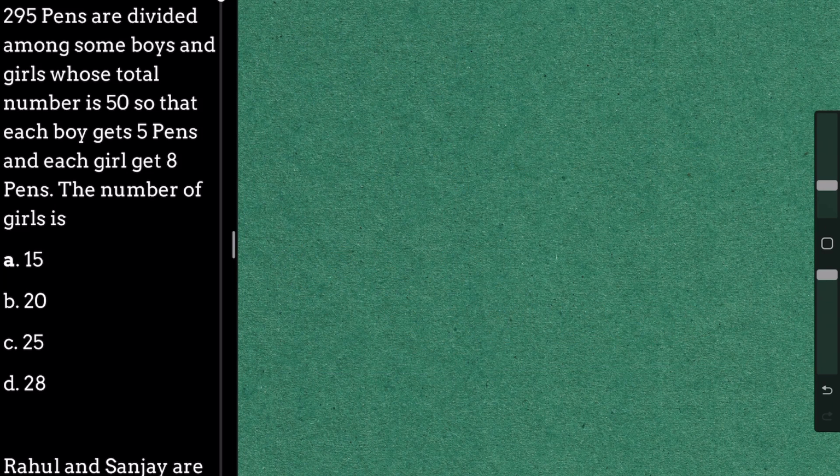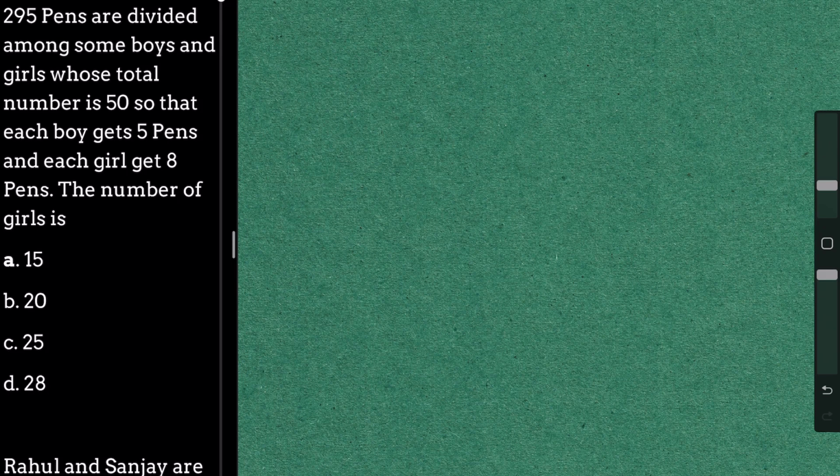We have a question based on numbers. They say there are 295 pens which are divided amongst boys and girls. So that means girls plus boys. But let's read the question first.